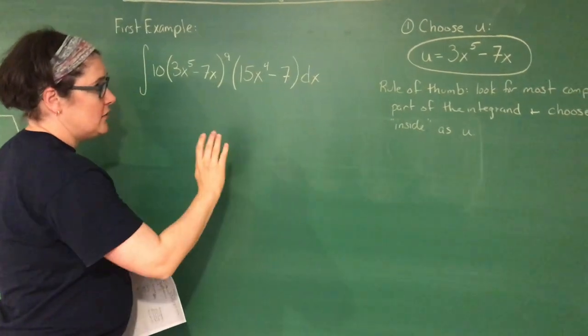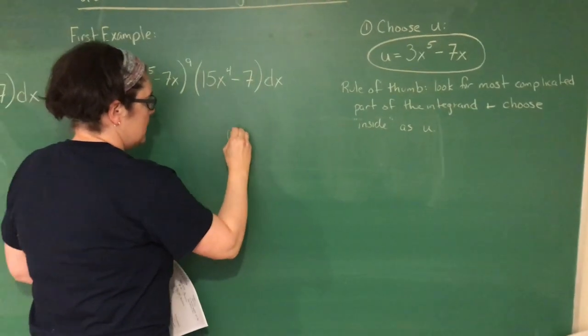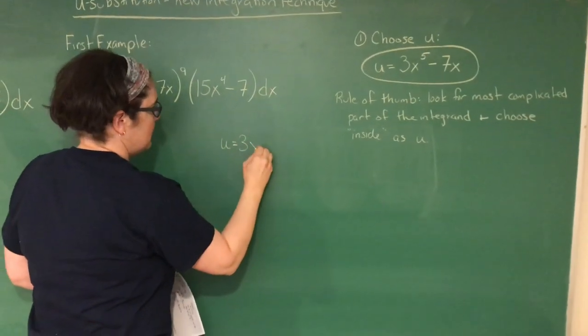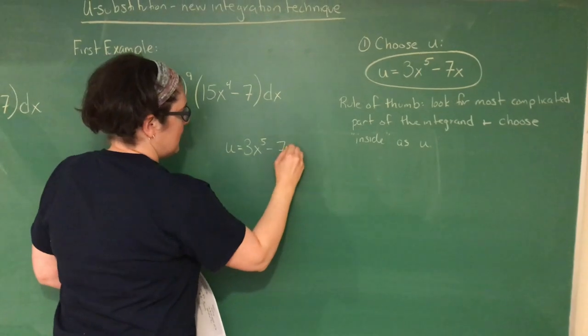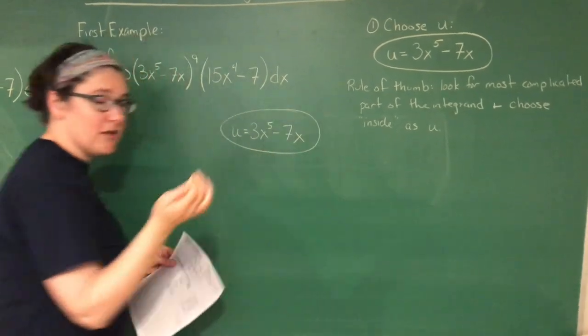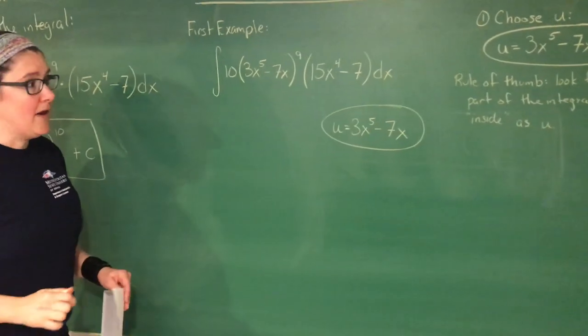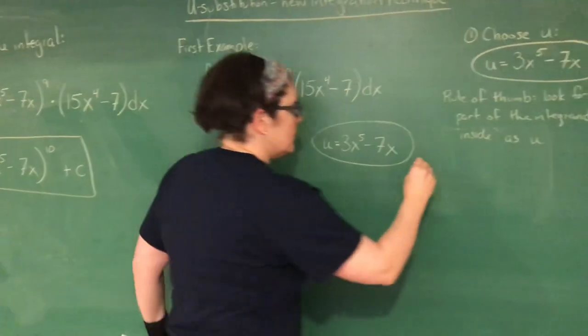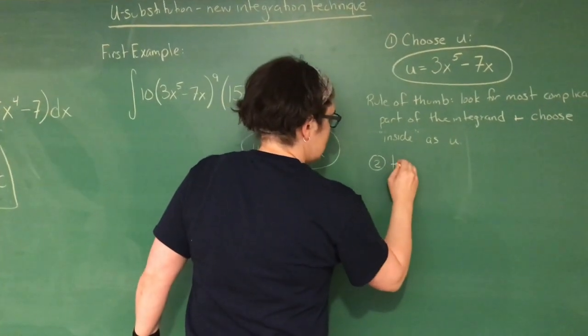Okay, step 2. Once I have chosen my U, what I might do is write this U value down off to the side. So my U is 3x^5 - 7x. I've circled it because it's important and I'm going to need to come back to it.